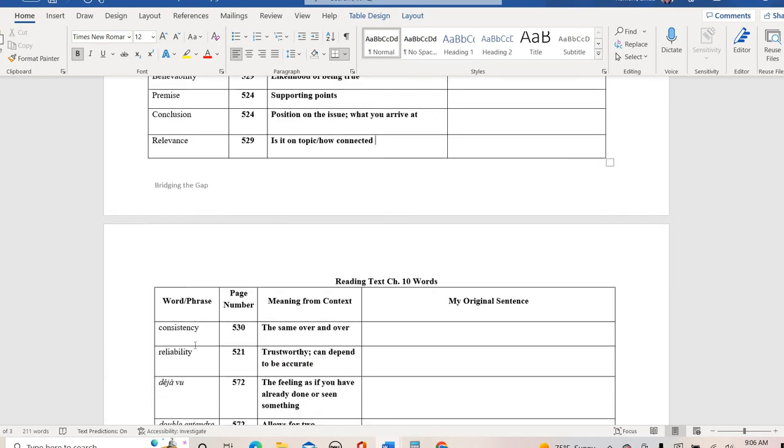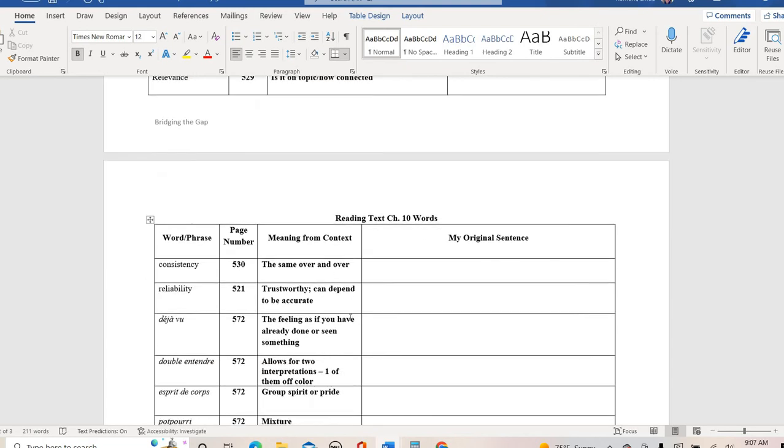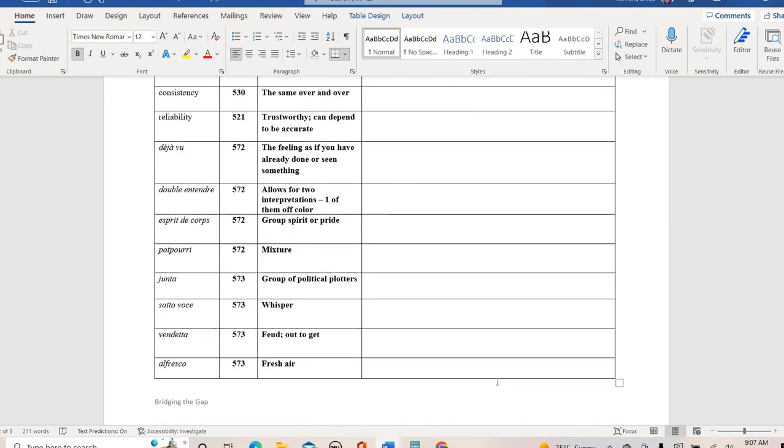And then the last two that are connected to the chapter 10 concepts: consistency, over and over and over again. That's really important specifically in scientific experiments. How consistent is this? If I do this, is it going to be the same over and over? And then reliability: can I depend on this to be accurate? Is it trustworthy? How can I take this information and really make sure it is unbiased and I can trust what it's saying?